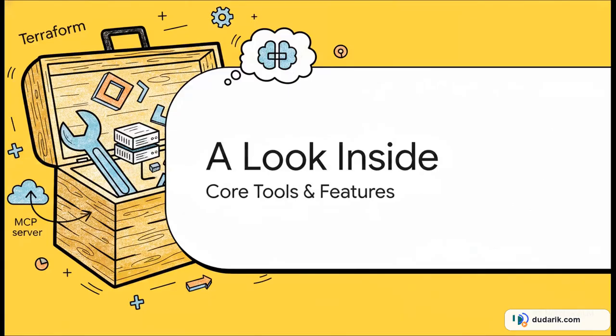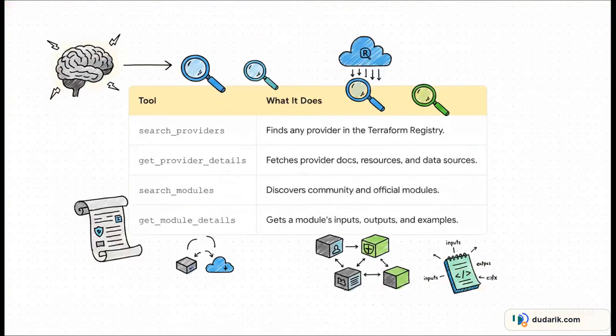So it's obviously a game changer, but what can it actually do? Let's pop the hood for a second and take a look at the core tools and features this MCP server actually gives your AI assistant. It's like your AI just unlocked a bunch of new superpowers. It can now actively search for providers and modules on its own. And once it finds what it's looking for, it can use other tools to get all the details: documentation, resource arguments, data sources, even example code to build you the perfect answer.